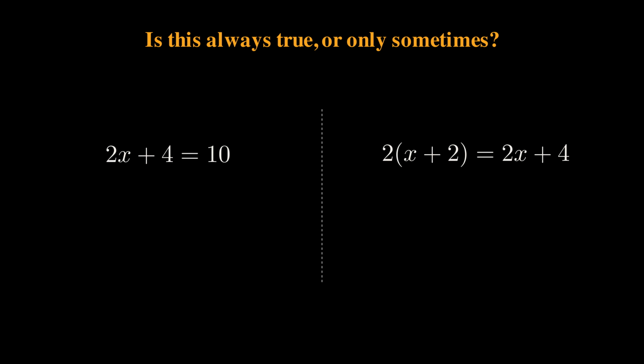The left one is only true for a single special value, x equals 3, and nothing else. The right one is true for absolutely every x you could ever put in. One is a puzzle to solve. The other is a fact you can prove. That's an equation versus an identity. And by the end, you'll prove one yourself, watching the left side literally become the right.